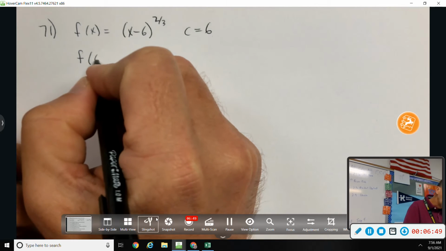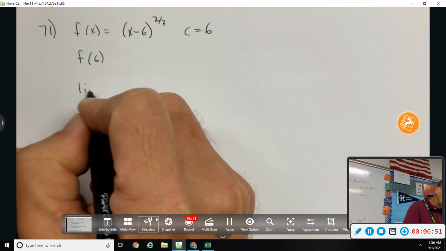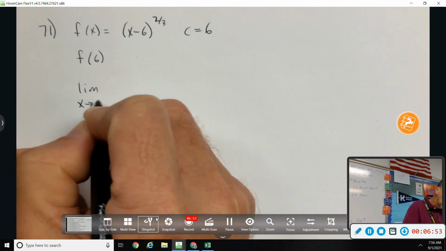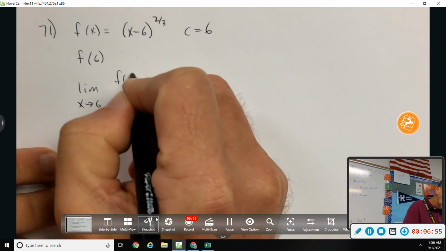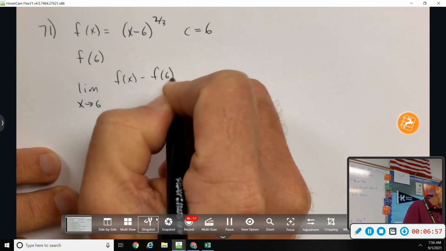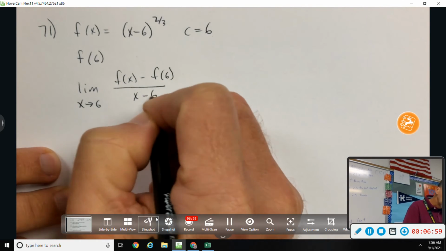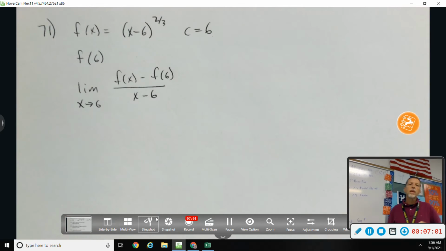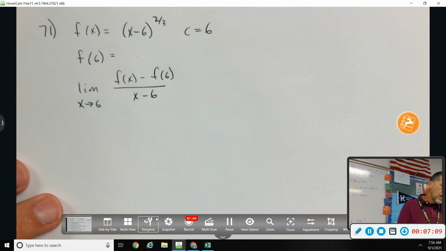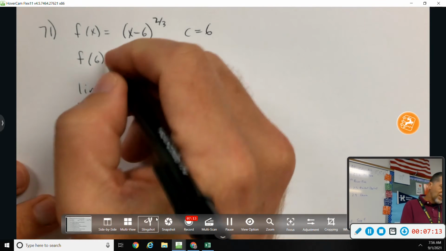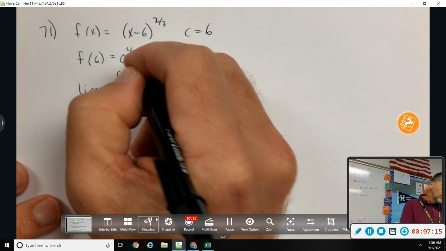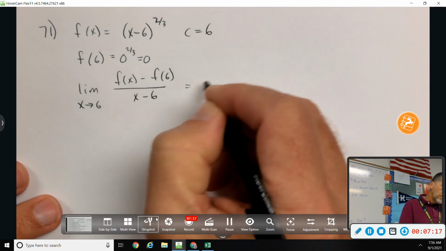So I need f of 6 because I'm using the alternate form. So there's what it would look like. I have f of x. I need f of 6. Oh, well, that turns out to be okay, because if I plug in 6, I get 0 to the 2/3, which is just 0.